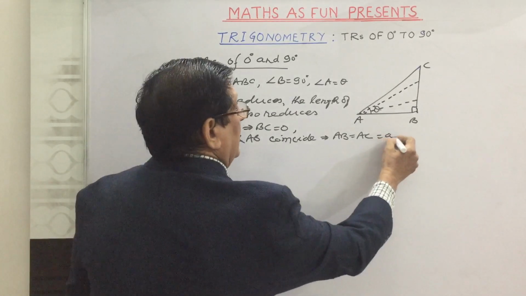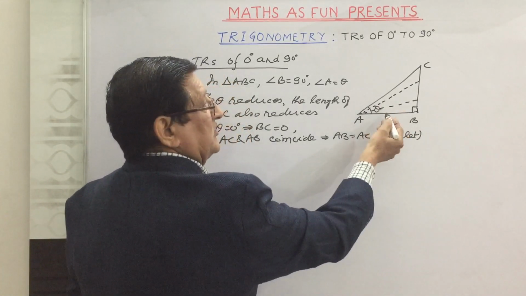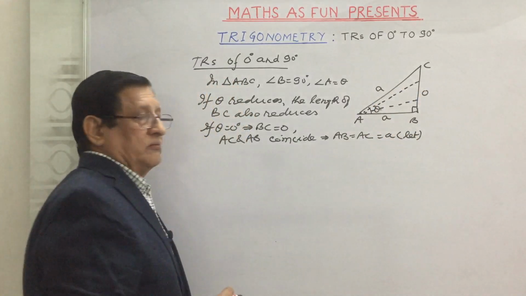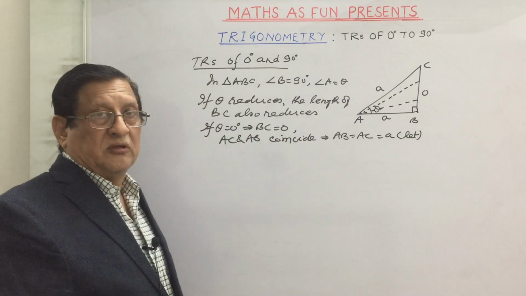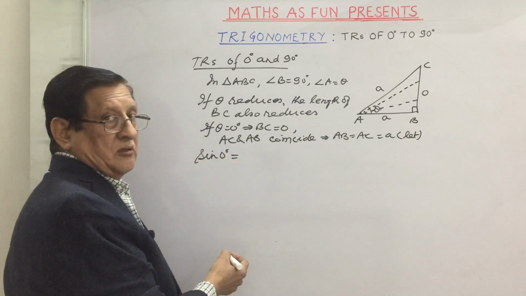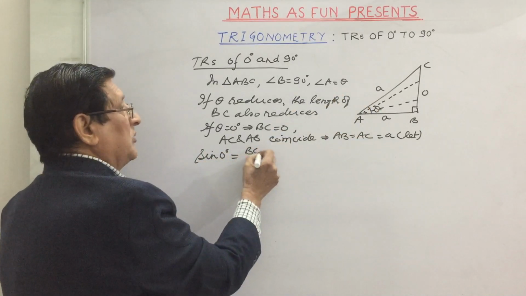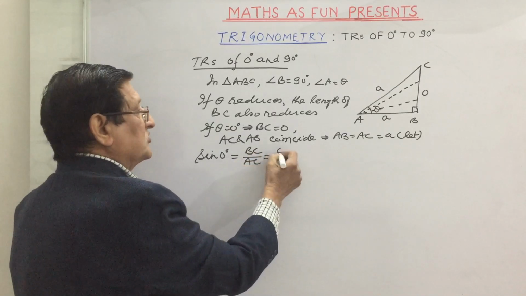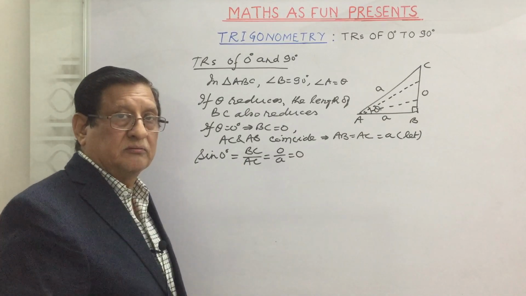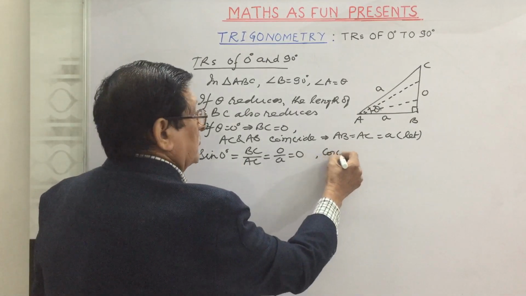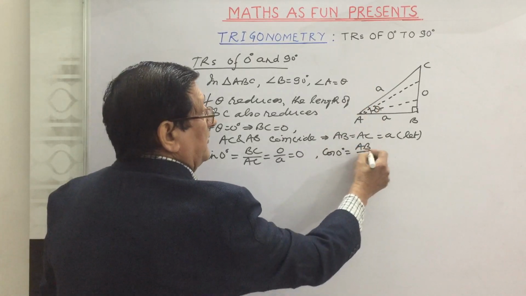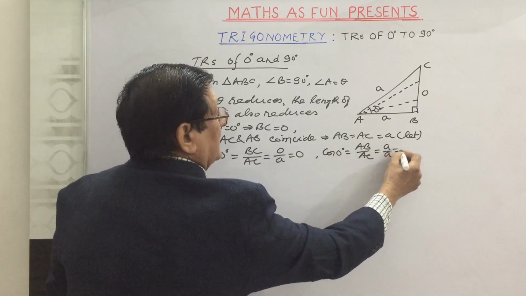Let each be A. It means for the angle of 0 degree, this is A, and BC is 0. And now we can find out the trigonometrical ratios. So sin 0 degree is perpendicular upon hypotenuse, BC upon AC, that is 0 upon A, the value comes as 0. 0 divided by something is 0. Cos 0 is base upon hypotenuse, that is AB upon AC, A upon A, that is 1.